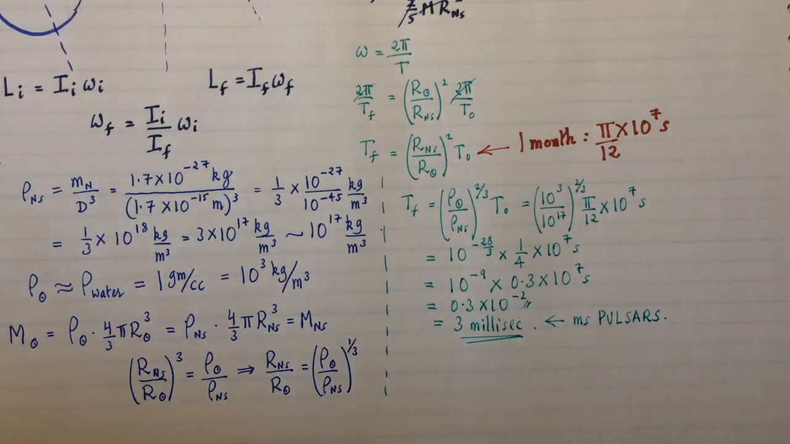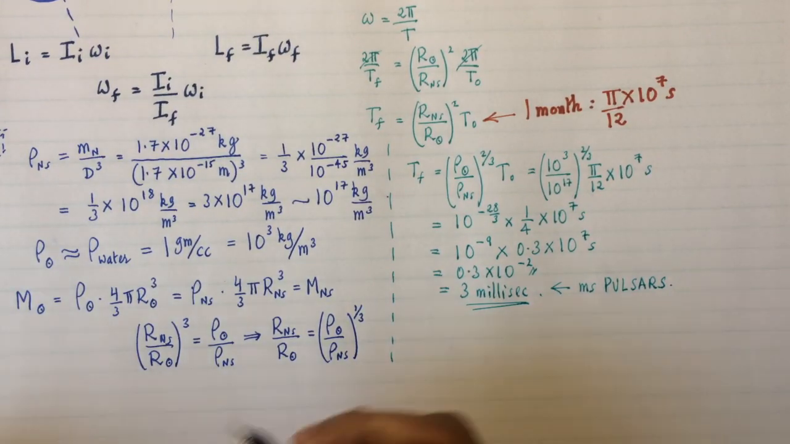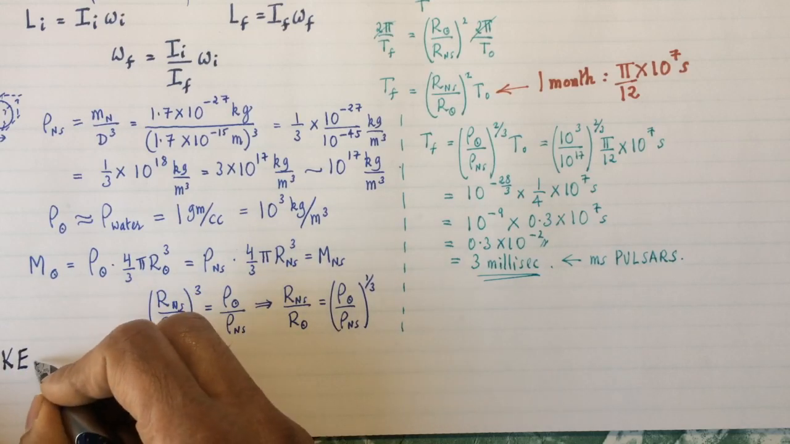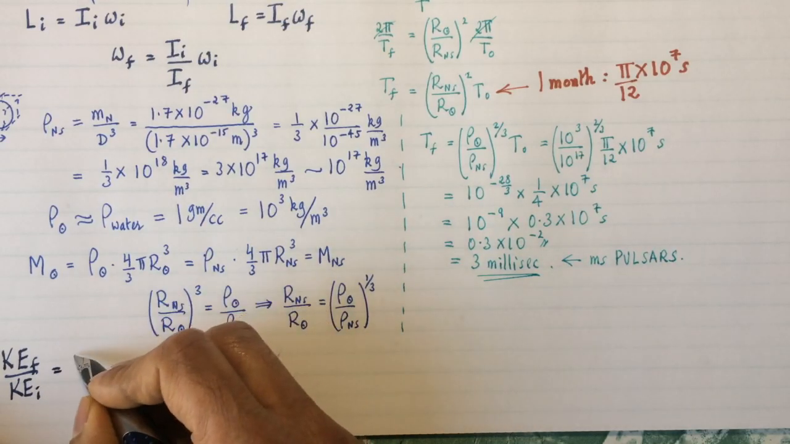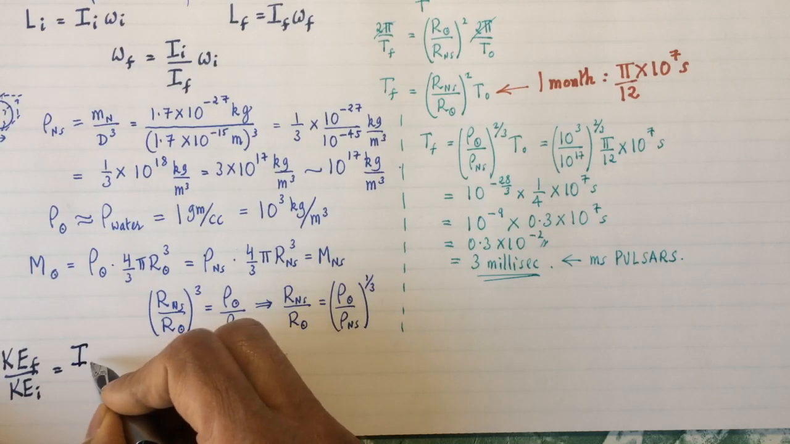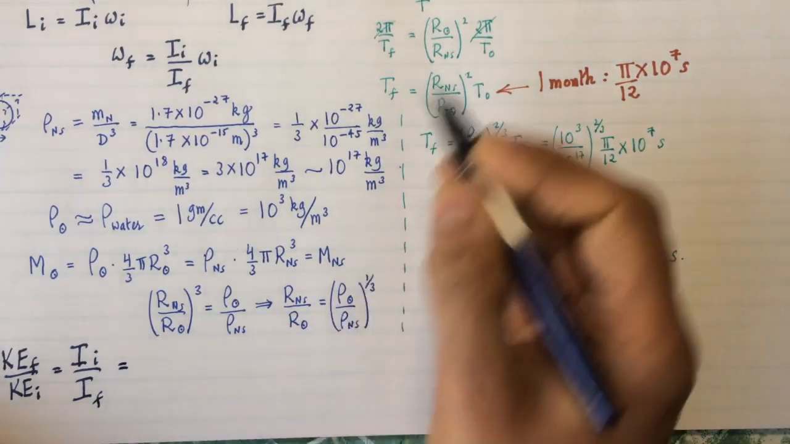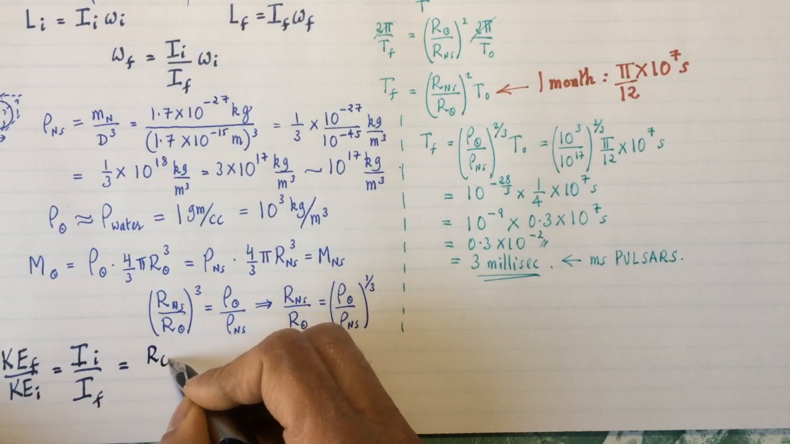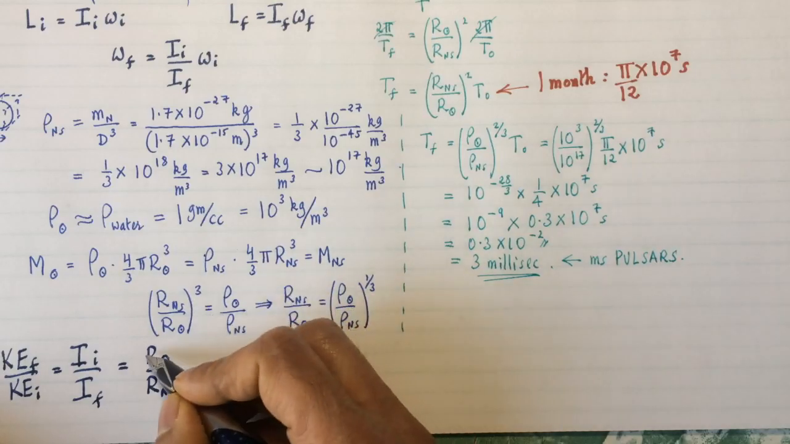Well, in the previous video, I showed you that the kinetic energy ratio can be thought of as the inverse moment of inertia ratio. So if you've not watched that video, you should please do so. This is the one where the satellite unfolds its solar panels. So that's I initial over I final. And so if I substitute for the initial moment of inertia and the final moment of inertia, I'm going to get R sun over R neutron star squared.